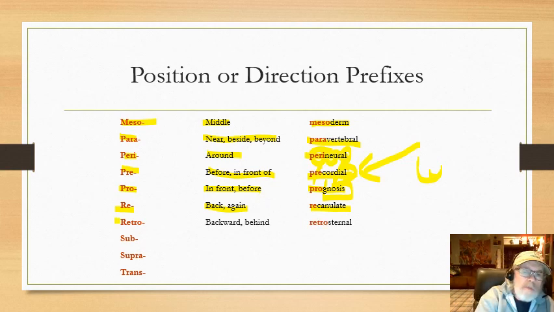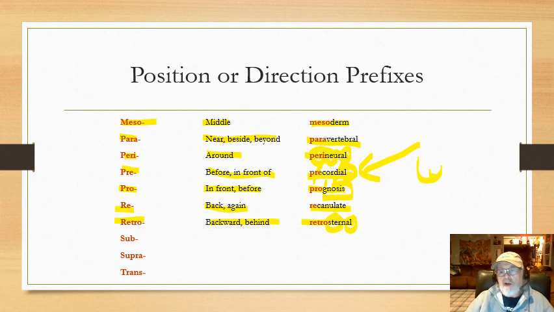Retro. Retro means backward, behind. Retrosternal, AL adjective suffix, okay? Sternal means the breastbone. Something that would be retrosternal would be something that's behind the breastbone or the sternum, which is basically the heart. So a lot of times when people have a heart attack or heart pain, they have retrosternal discomfort or retrosternal pain or retrosternal crushing or something like that, because it's behind the area of the sternum. And retro means backward or behind.